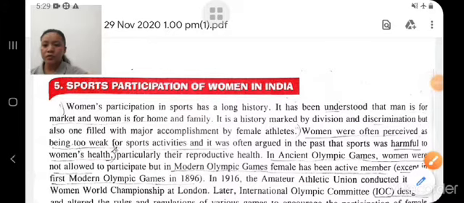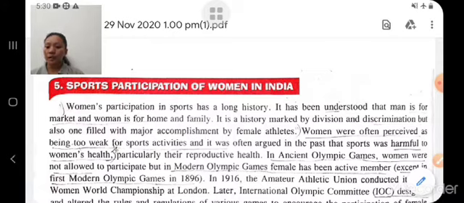Women's participation in sports in India. Women's participation in sports has a long history. It was understood that man is for the market and woman is for home and family. They thought that women are too weak for sports activity, and that it also affects their health. Therefore, they were not allowed to participate in games and sports. In the ancient Olympic games, women were not allowed to participate. They were not even allowed to watch the Olympic games.